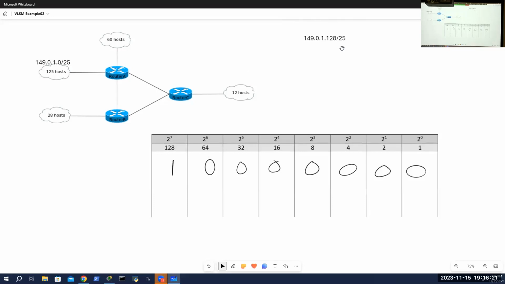So how many bits do we need for 60 hosts? How many host bits do we need? How many zeros? 6. So basically, our new prefix is going to look like that in binary, which means a /26. Okay, so we reallocated one more bit, so that gives us 2 networks. The second network that we've got after the 128 is 0.1.